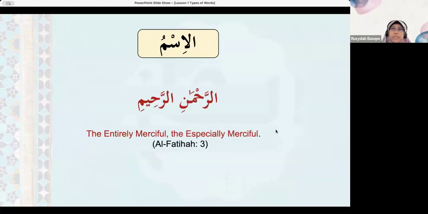Okay, let's look at examples from Al-Quran Karim. So an example of isim in the form of ayat. So every day we recite this, Surah Al-Fatiha. A'udhu billahi minash shaitanir rajim.